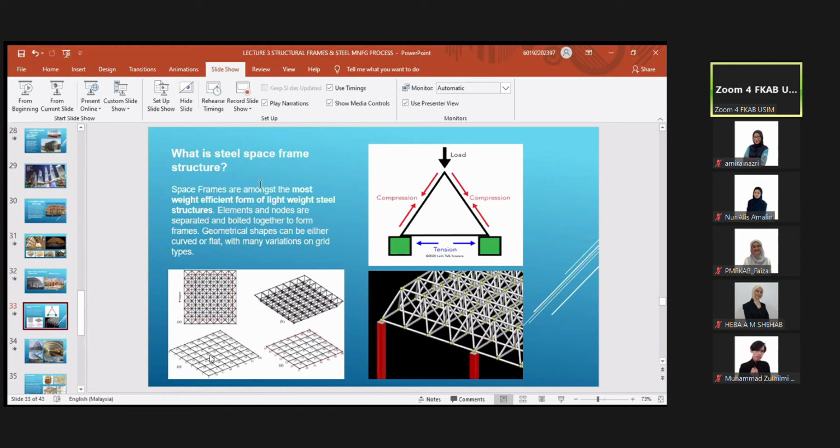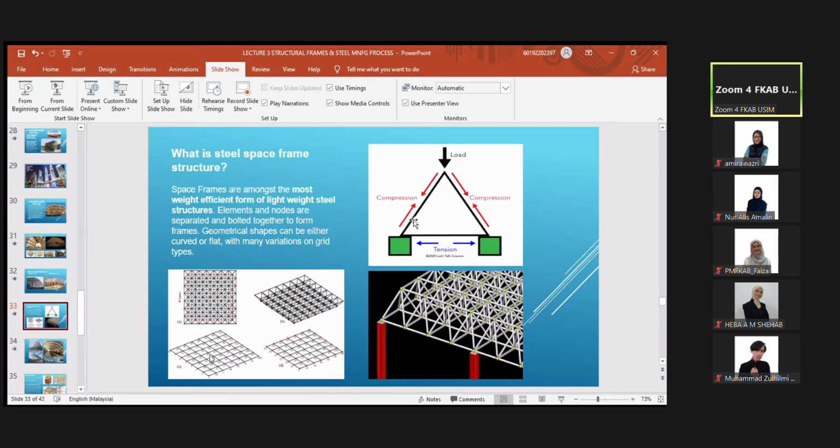Yes, almost among the most weight efficient form of lightweight steel structures. Elements and nodes are separated and bolted together to form a frame. Geometrical shape can be either curved or flat, with many variations on grid types. This is by using small members.